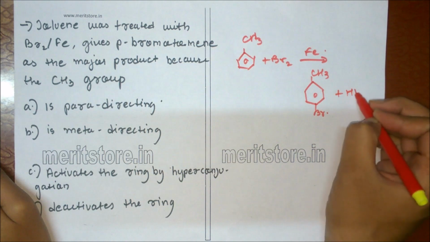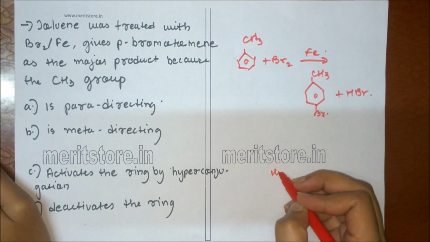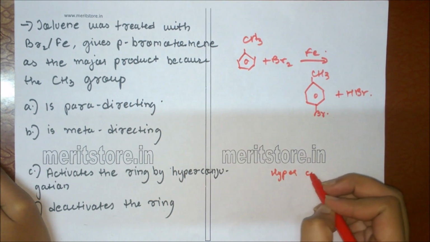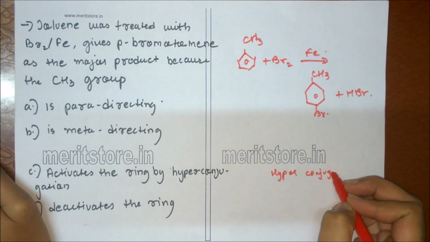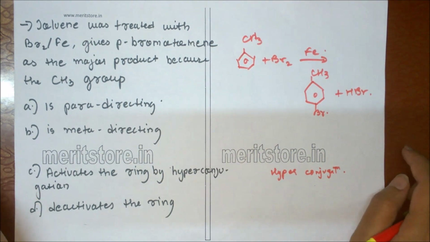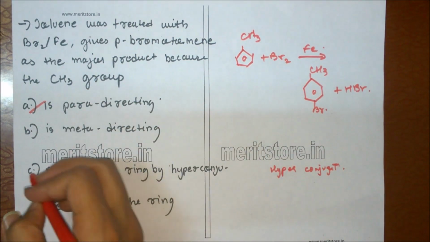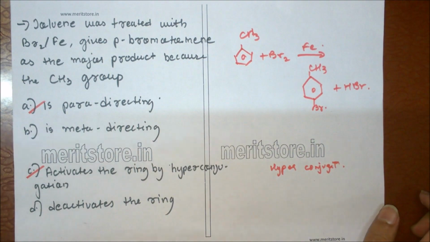plus HBr. The CH3 group is able to activate the benzene ring by hyperconjugation. So the methyl group shows an ortho-para-directing influence on the benzene ring. So options A and C are both correct.